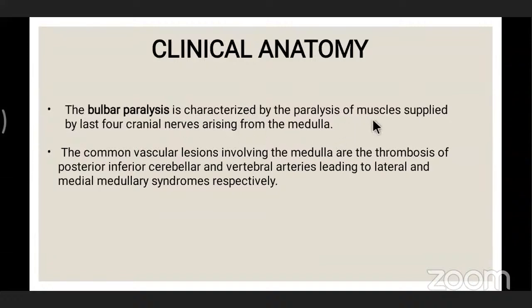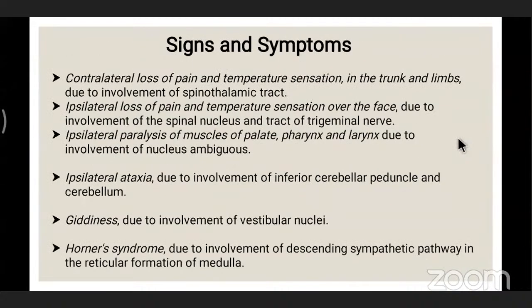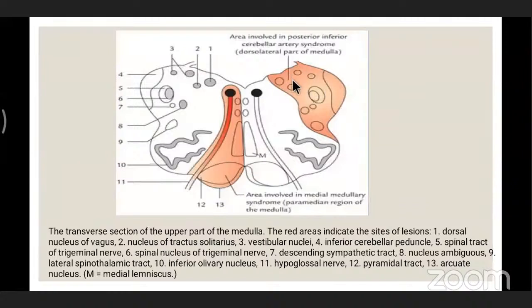The paralysis of the muscles supplied by the last four cranial nerves arising from the medulla leads to bulbar paralysis. Now we'll see the common vascular lesions in the medulla, which are due to thrombosis of the posterior inferior cerebellar and vertebral arteries, leading to lateral and medial medullary syndrome respectively. In this diagram, we can see that posterior inferior cerebellar arteries supply the dorsolateral aspect of the medulla and the inferior surface of the cerebellum.